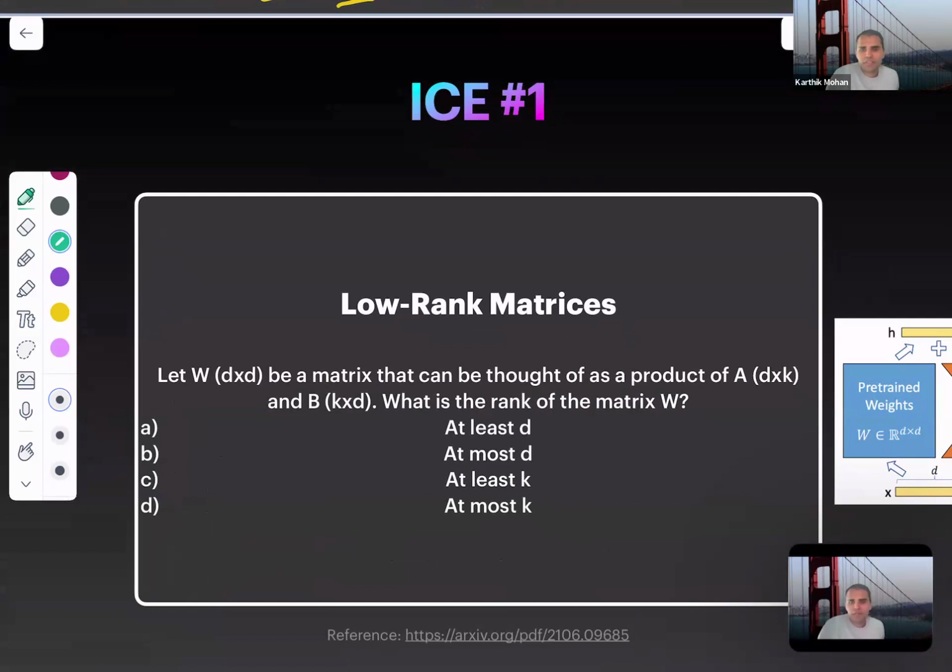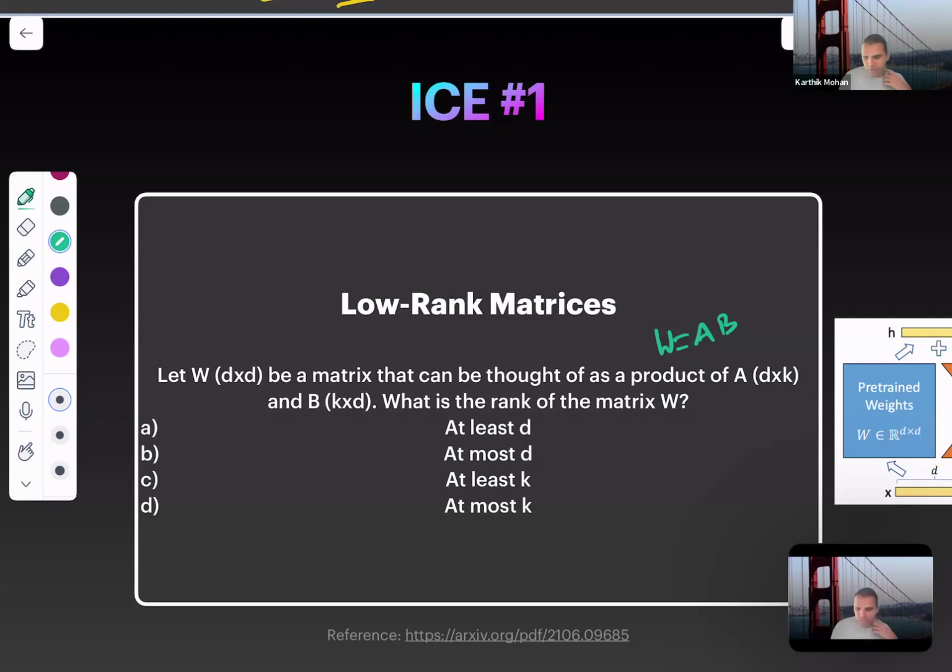We'll look at a very simple question, and this is actually just a linear algebra question. Let's say W is a weight matrix, just like we looked at earlier, and it can be thought of as a product of A and B. So that's W equals AB, right? The question is very simple. What is the rank of the matrix W given that W is A times B? Just think about this for 30 seconds and you can put it in the chat.